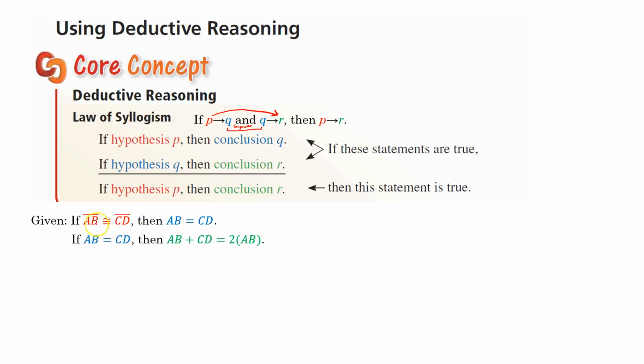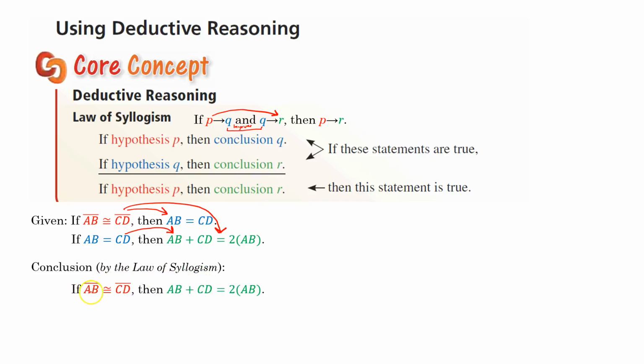Well, what should that mean? If this one implies this one, and this one implies this one, then this guy is really just a layover in London. So I can jump from the first one straight to the green one. So our conclusion by the law of syllogism: if segment AB is congruent to segment CD, then the sum of the lengths of segment AB and segment CD is equal to 2 times the length of segment AB.